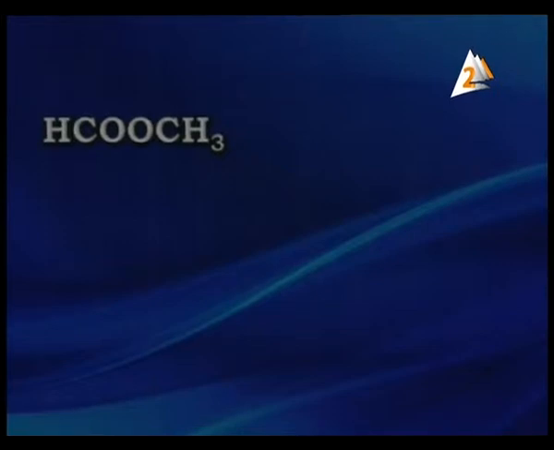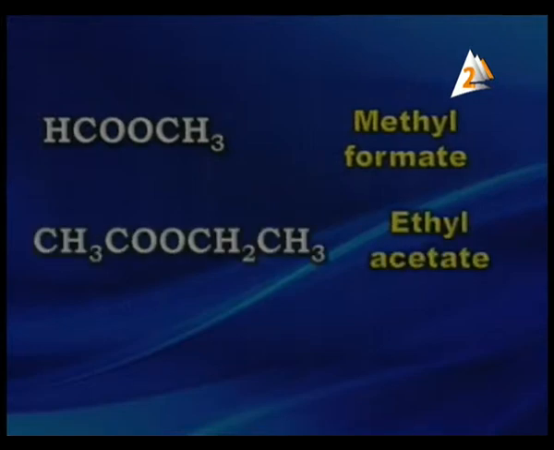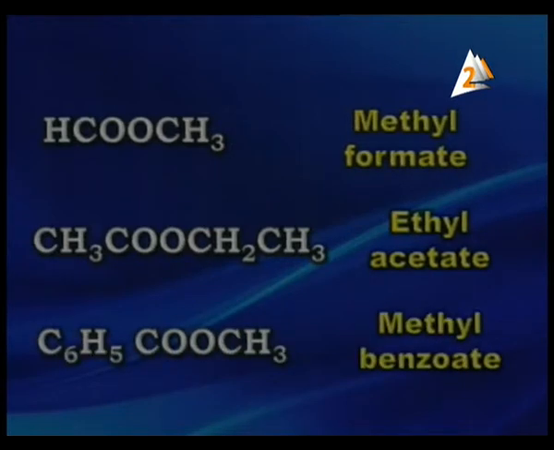The first, HCOOCH3, H in the beginning. This is what? It's the acid. With what? Methyl formate. Look, methyl formate. CH3COOCH2CH3. What? Ethyl acetate. Ethyl acetate. So, methyl, ethyl, methyl benzoate, all of them are good examples. Tell me the ester. How can you know this is an ester? Back to this group, COO.